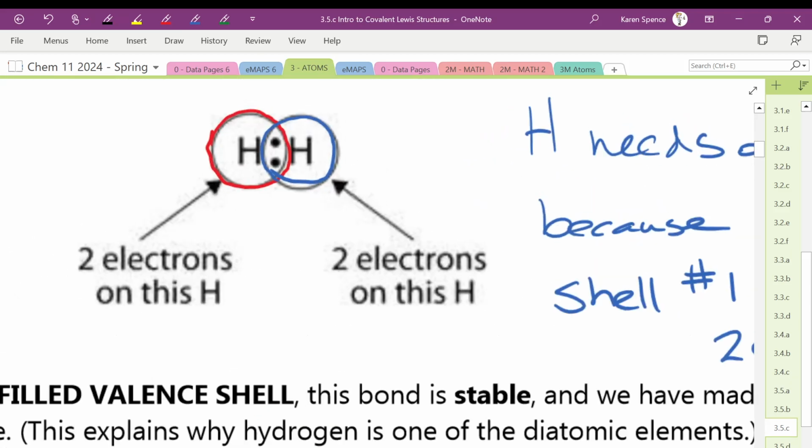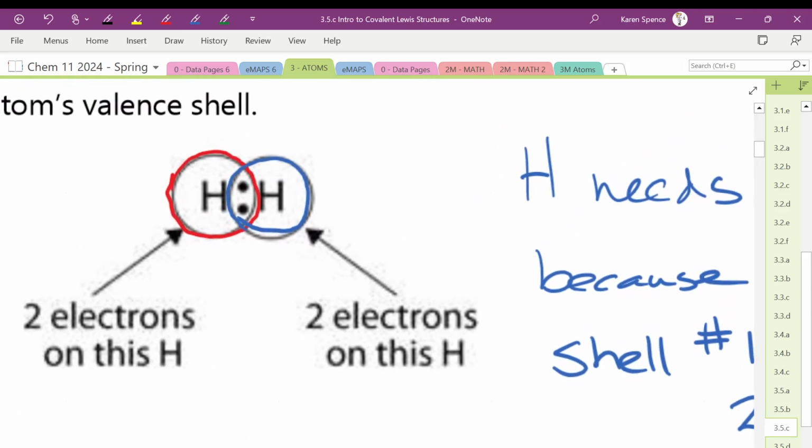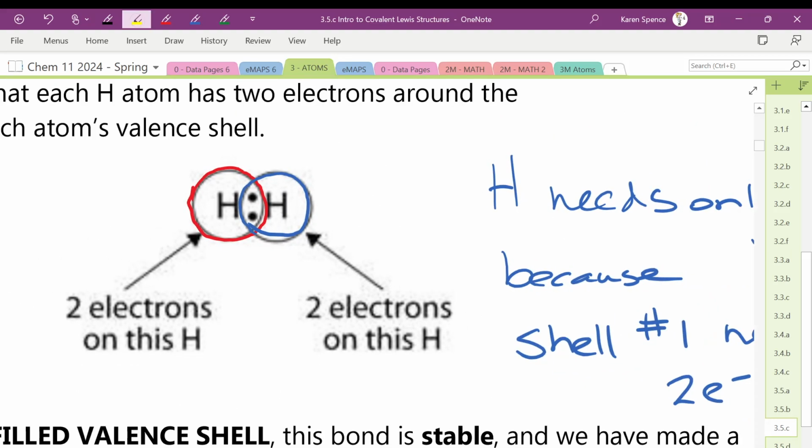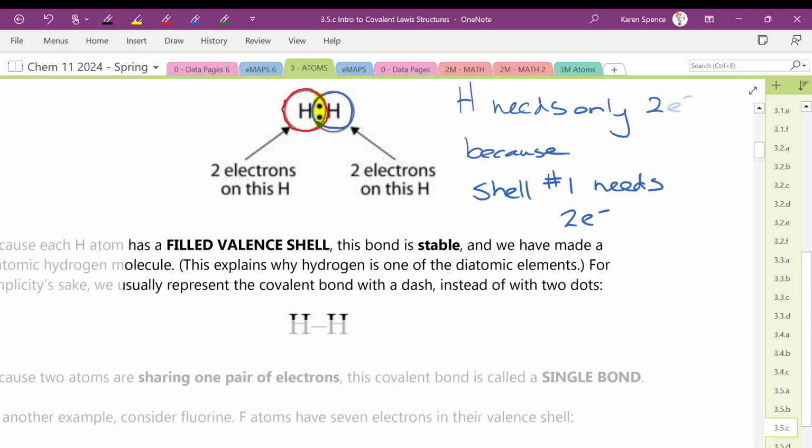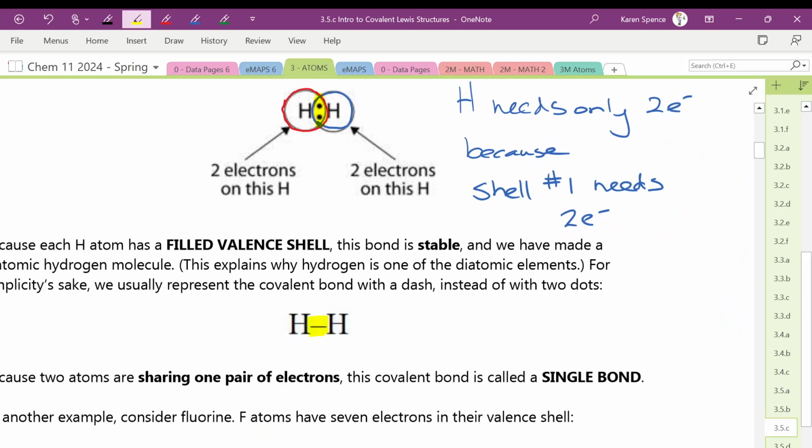Now, instead of drawing it like this, we can replace those dots with a line. And I'm going to let you know that most people struggle with Lewis structures, so if you've decided that you don't want to pay attention for the last 15 minutes of this class, that would be a bad idea, okay?